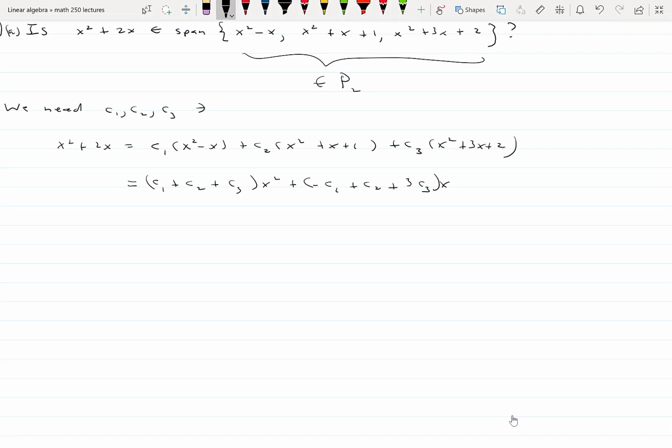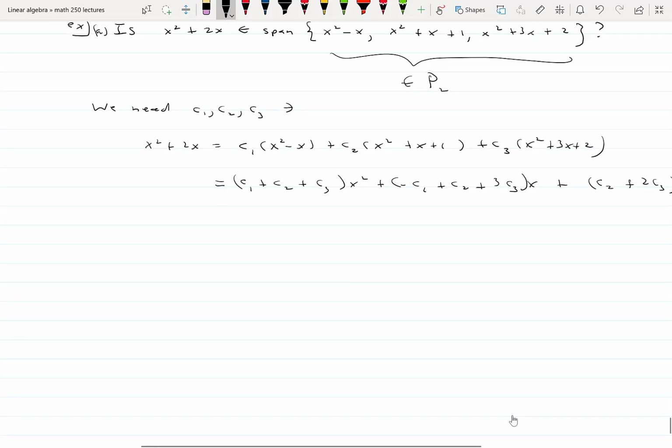Now gather the constant terms together. For c1, there's no constant term. c2 times 1, c2 plus 2c3. That's on the right. On the left, you have 1x squared plus 2x plus 0. Well, if this equation is supposed to hold true for all x values, no matter what x, then the coefficients on the right have to equal the coefficients on the left. You did this sort of thing when you did partial fractions in calculus. c1 plus c2 plus c3 equals 1.